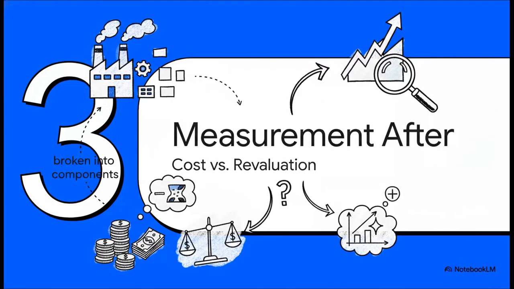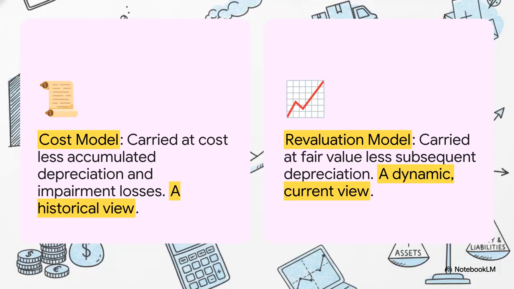Okay, so we've got the asset, we've broken it into components, but the accounting fun doesn't stop there. Now the company has to decide how they're going to measure the asset over its life. And this brings us to a major fork in the road, a big policy decision. Under IAS 16, you've got two paths you can take, the cost model or the revaluation model. The cost model is pretty simple. You just stick to the original price and depreciate it from there.